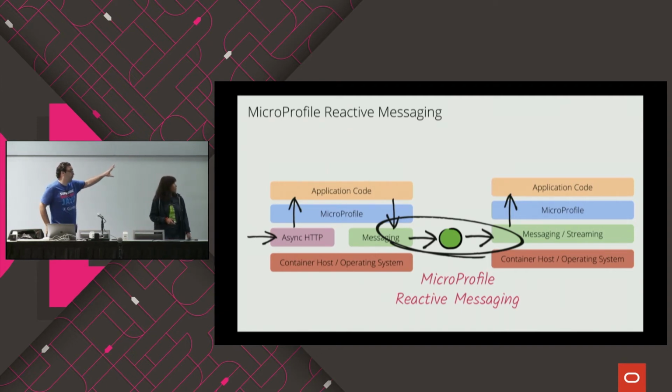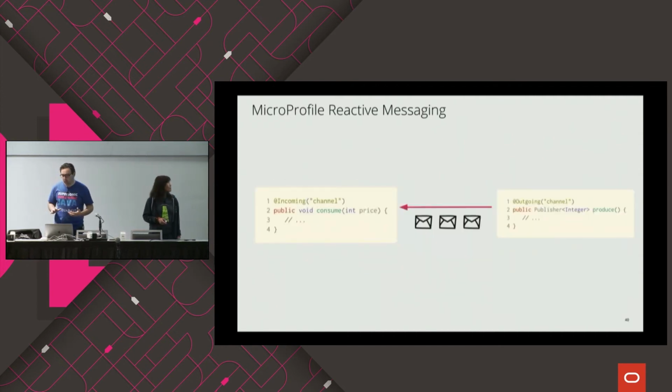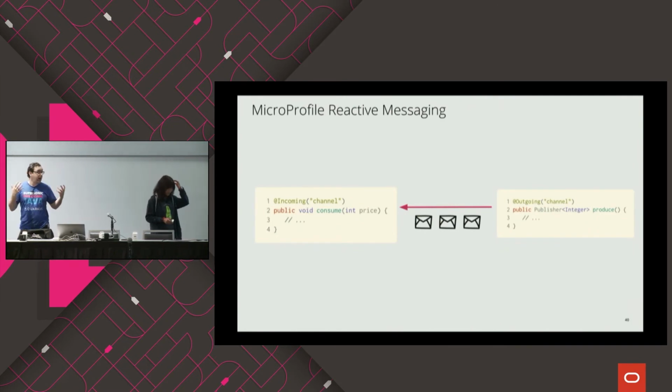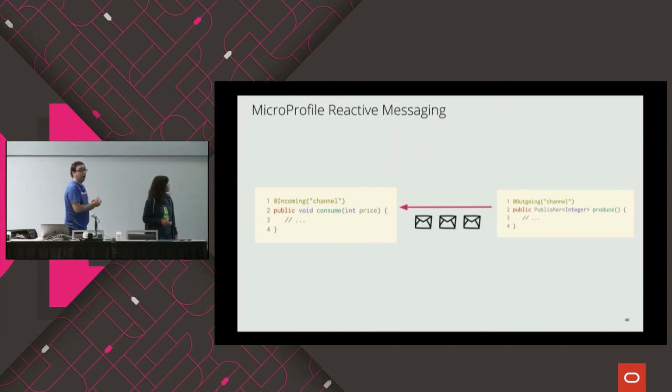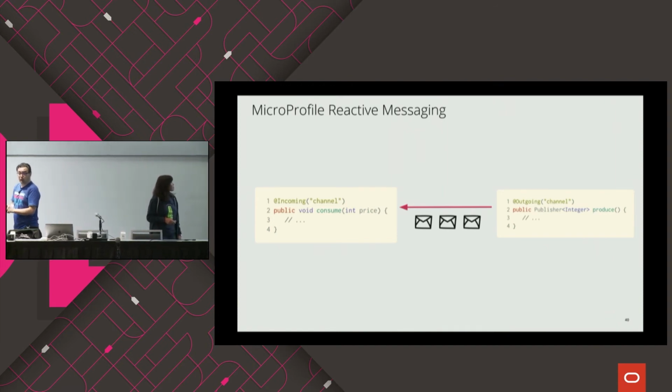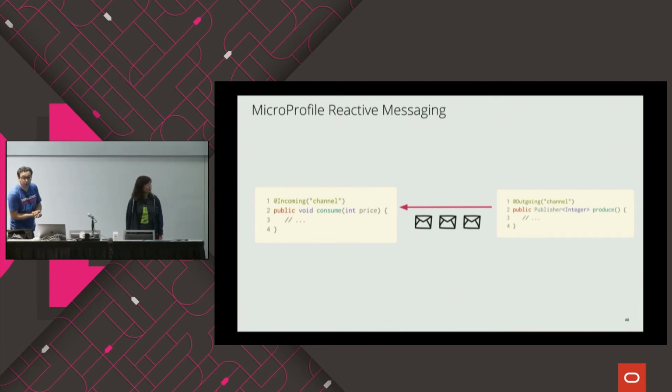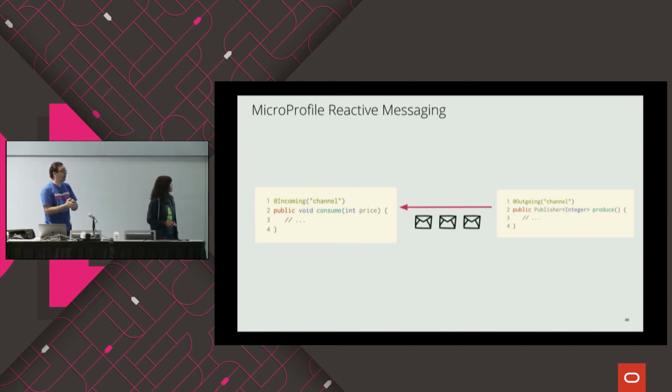So on the left side, we will have our microservice A, and on the right side, our microservice B, and they will interact using this MicroProfile Reactive Messaging technology. What we will have is that A is going to publish messages using the @Outgoing annotation. So @Outgoing says, okay, I'm going to produce data on the channel named channel, channel being a virtual address. And on the other side, B will consume this data from the channel.